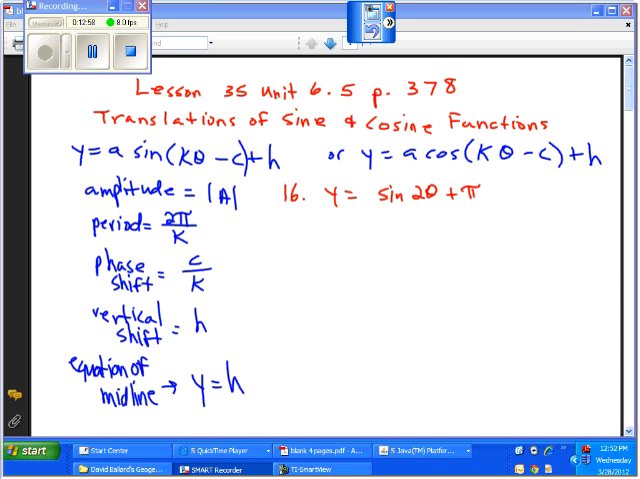In parentheses, I knew that. Now, let's put the understood stuff just for the fun of it. There's an understood a of 1. There's an understood h of 0. And let's just go through the whole thing just so we get the practice, okay?